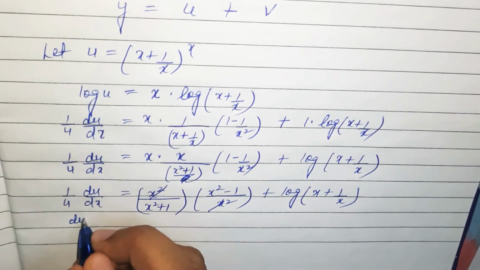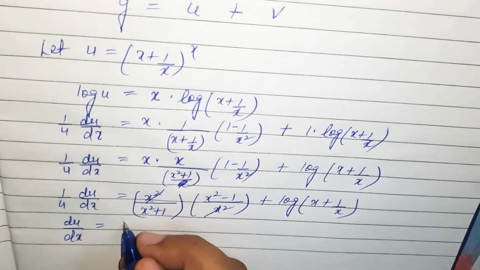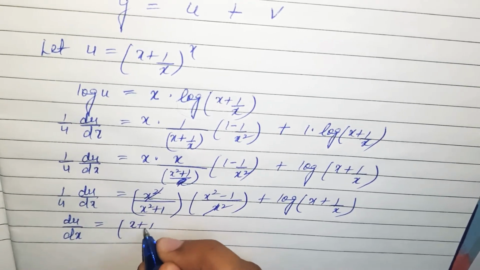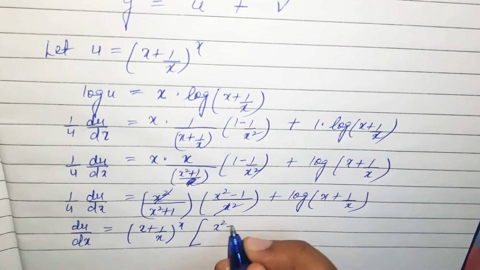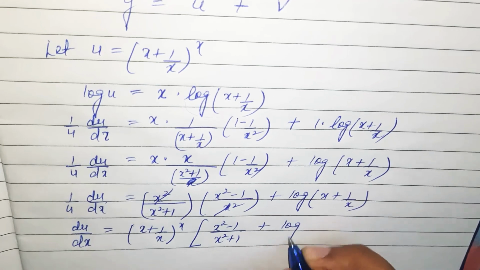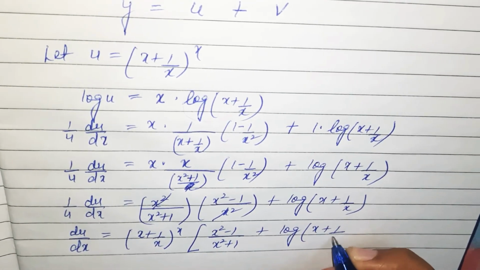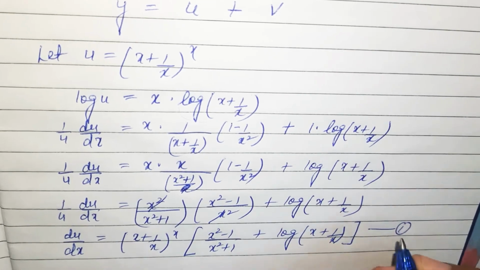So final answer is du/dx = u times this; the value of u is (x + 1/x)^x. Then (x² − 1)/(x² + 1) plus log of (x + 1/x). So this is your first, because I need to use it later on.